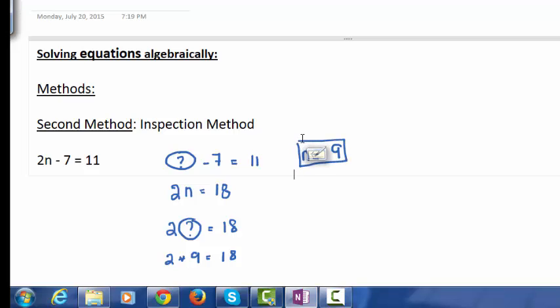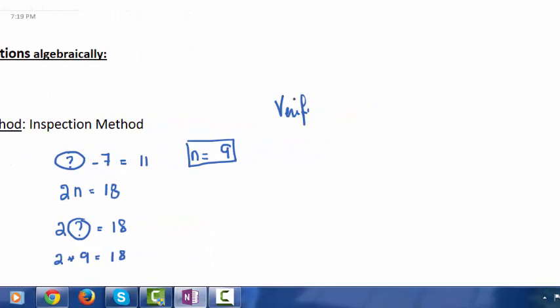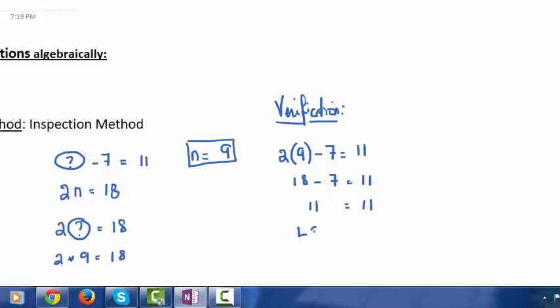Again, we cannot finalize everything before I do the verification to check if I found the right value for this variable. So I'm going to substitute n with 9 and check if it's correct or not. 2 times 9 equal 18 minus 7 equal 11. 18 minus 7 equal 11, equal 11. That means left side equal right side. And this is the method of the inspection.